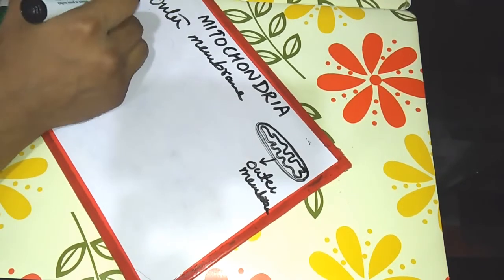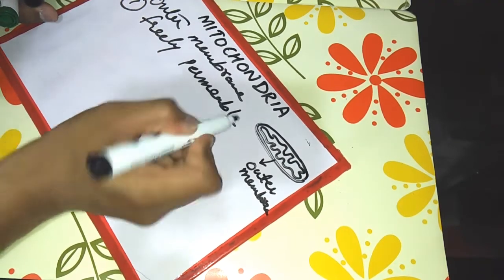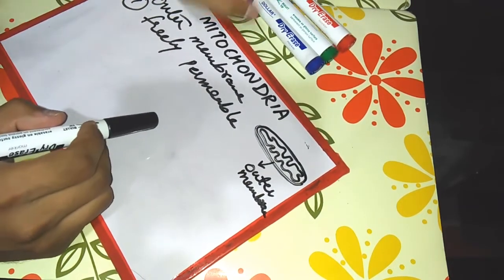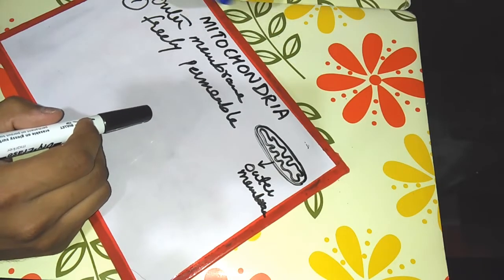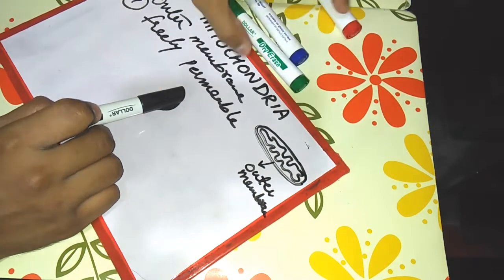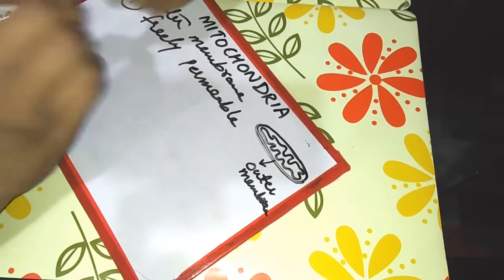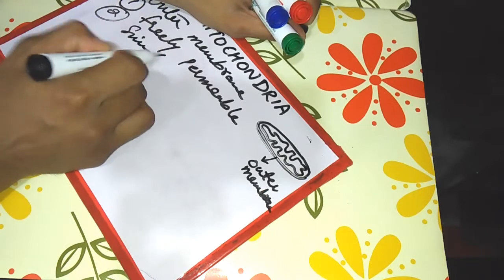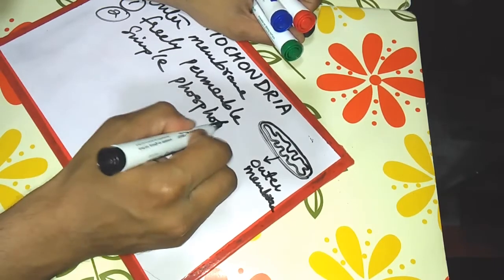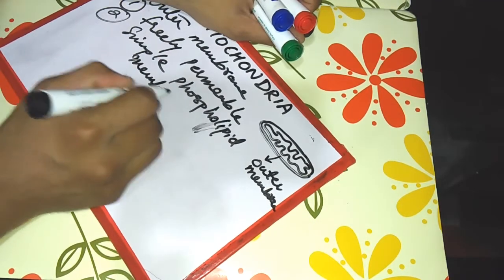So it's freely permeable to so many molecules like nutrient food molecules, like the pyruvic acid, which is formed at the end of glycolysis, as we know. So this pyruvic acid or other food molecules pass through this outer membrane to enter into the mitochondria. So this membrane is freely permeable and it is a simple phospholipid membrane, like the plasma membrane of the cell.